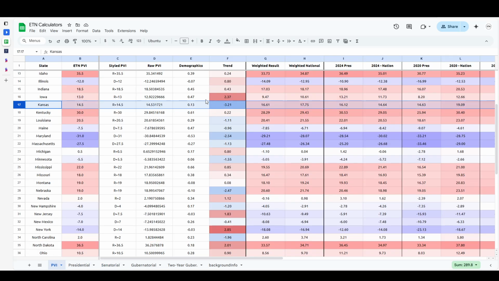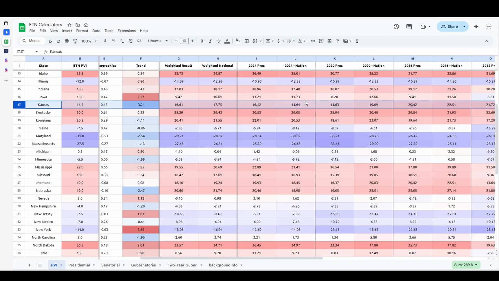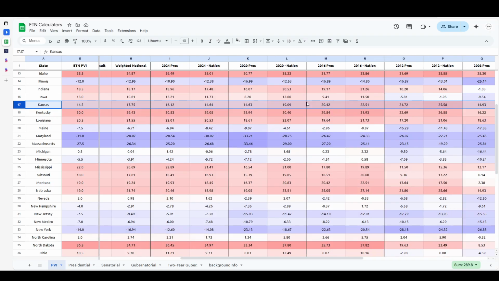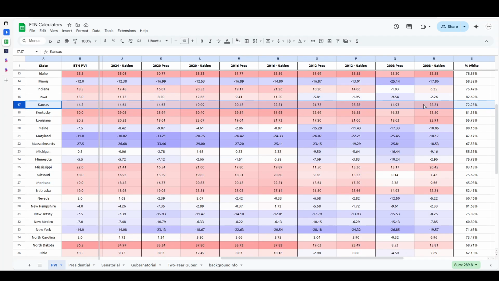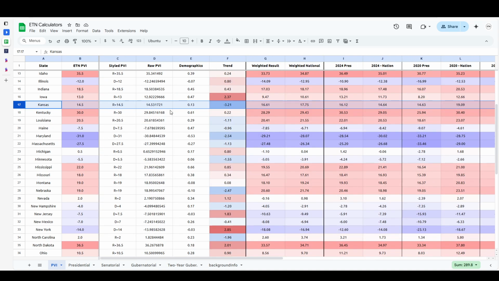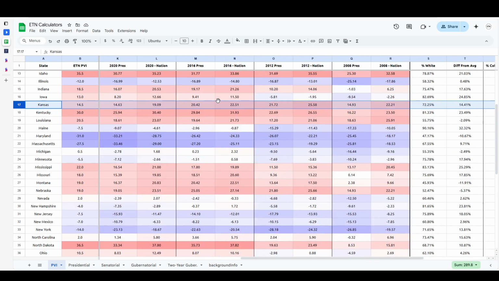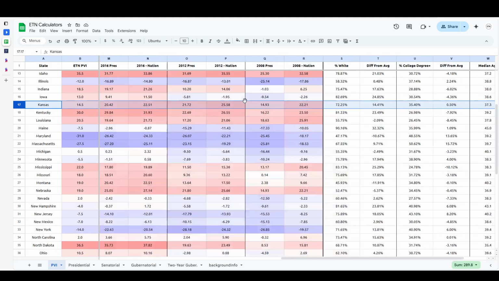Kansas is a left trending state, but it's still just so Republican that it really doesn't matter. So 14.5. It is under 15 points to the right of the nation for the first time on this list here. 22.2 to 25.58, but then it went down to 22.51. 1914. So it is moving towards the left. It is getting more of an educated population.